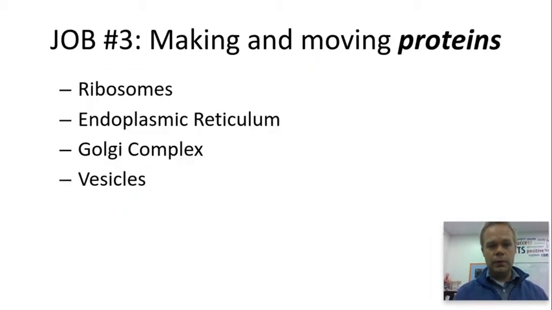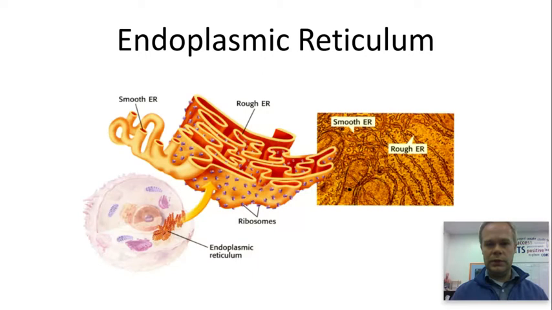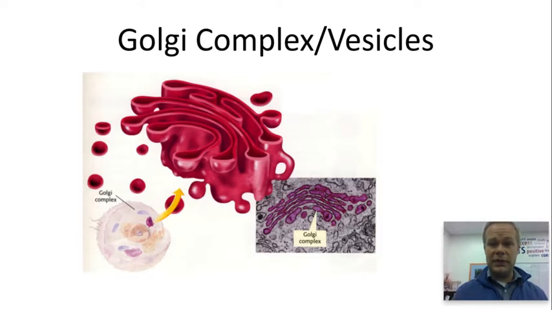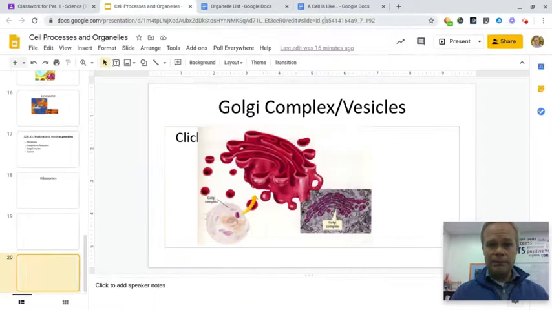So again, ribosomes make the proteins. Once they're made, if you need to move it a short distance, that's the endoplasmic reticulum. And if you need to package it into a package or a vesicle and ship it a long distance out of the cell, that's the job of the Golgi complex. So those are the cell organelles.